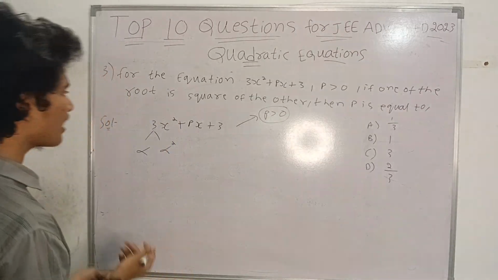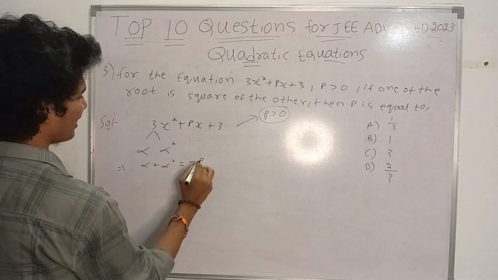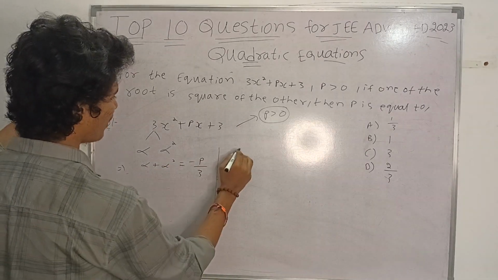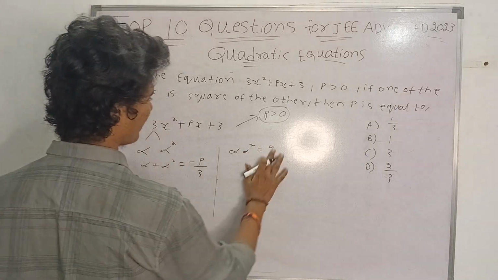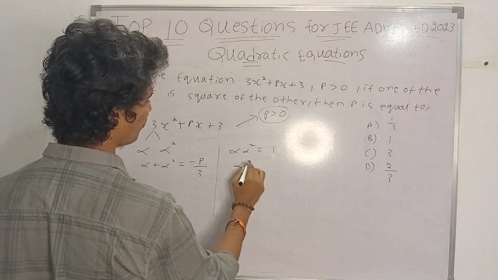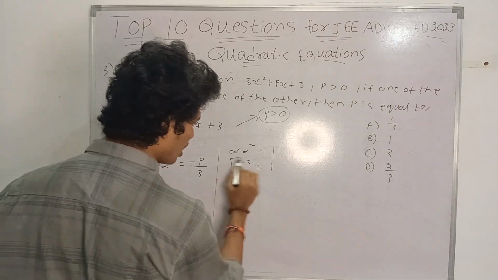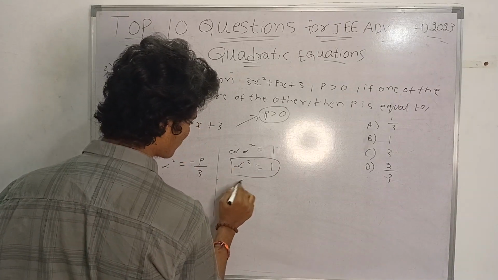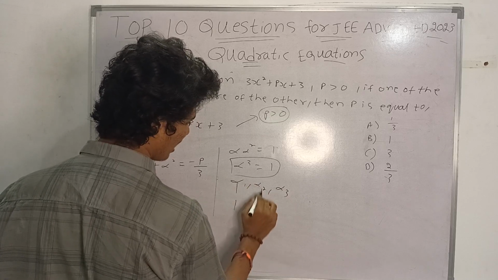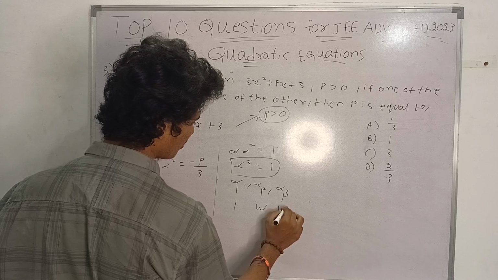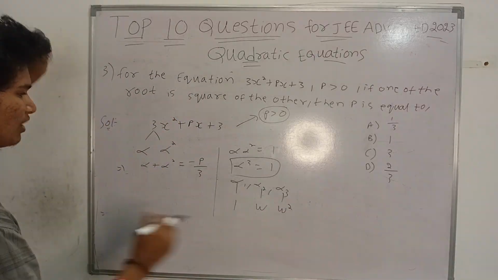So simply what we can do, we can easily write alpha plus alpha square equal to minus p by 3 here, and alpha into alpha square we can write 9 here, 1, alpha cube equal to 1, and we know that alpha cube equal to 1, this is a cube root of unity. What are the roots we can get? Alpha 1, alpha 2, alpha 3. For alpha 1, alpha 2 is omega, alpha 3 is omega square. This is basically the roots here for alpha values.